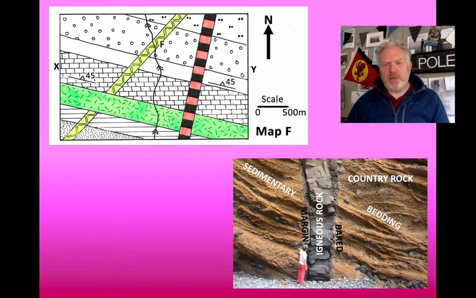And we can see as well the baked margin, the area of the country rock that's been altered by the heat of the intrusion of that igneous rock. And it's a really clear igneous feature there. And notice how it cuts across the bedding within that rock.